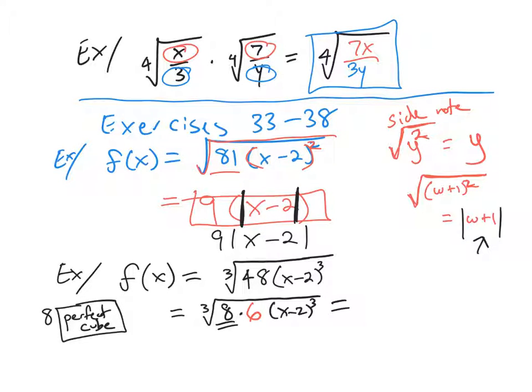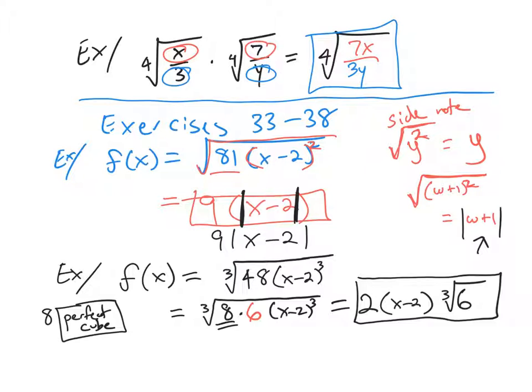All right, so now I can get down to business. The cube root of 8 gives us 2. The cube root of x minus 2 cubed, well, the cube and the cube root cancel, so you're left with x minus 2. You don't have to put that in absolute values because this is not an even exponent. And notice the 6, I can't break down any further, so the 6 stays inside of the cube root. So this is what our answer looks like for that one. All right, so let's continue the march here.